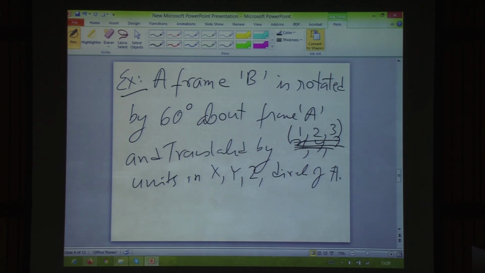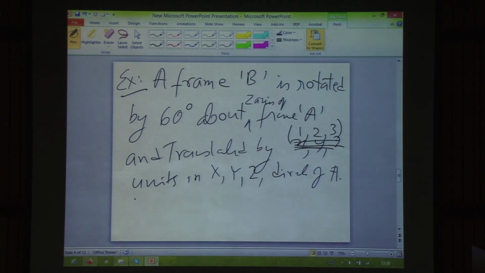Let us understand what this says. There are 2 frames, A and B. Frame B is rotated by 60 degrees about the z axis of frame A, and then it is translated by 1, 2, 3 units in the x, y, z directions of A. So the question is clear. There are 2 frames. Frame B is first rotated, then translated.